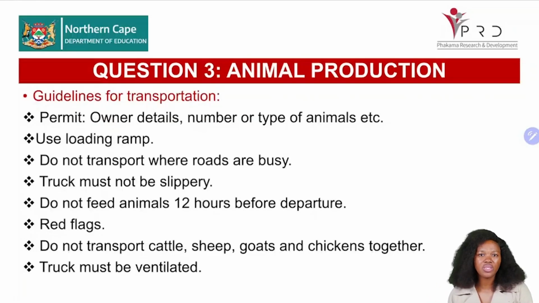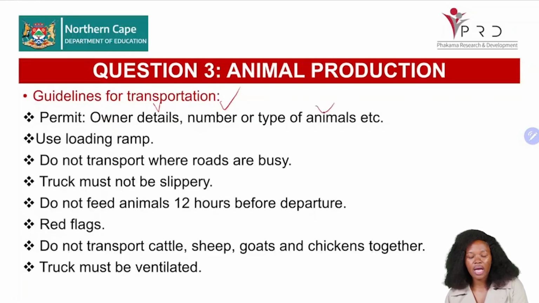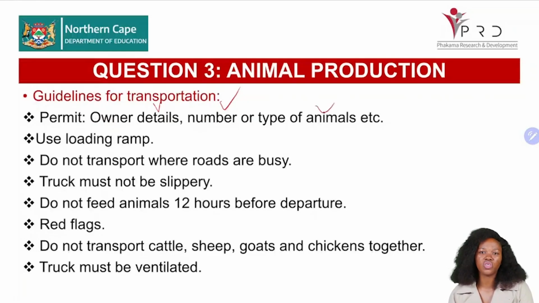Now, there are guidelines of transporting farm animals, and you should be able to write at least 3 or 4 of these guidelines. Prepare yourself, right? Firstly, a permit is required. A permit with the owner's details, number of animals that are transported, the type of animals that will be transported, right? The destination, right?